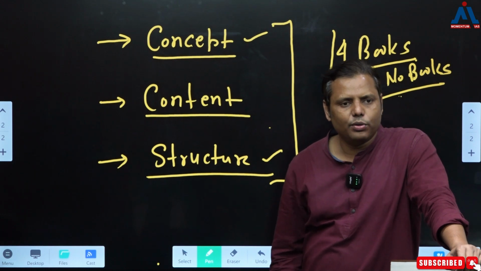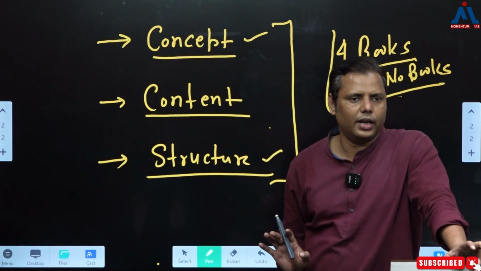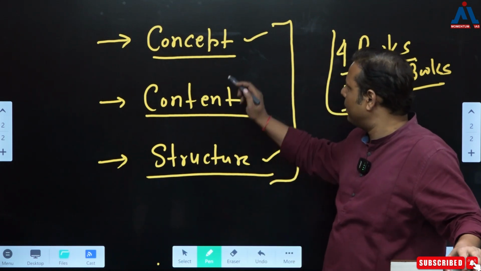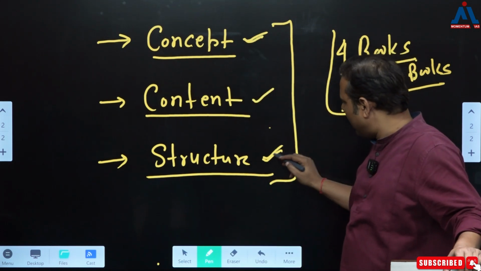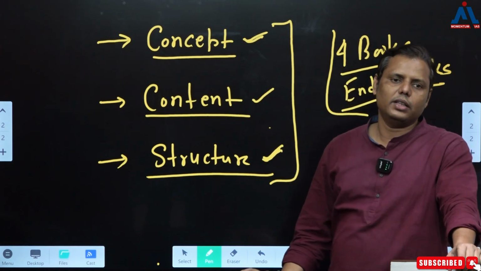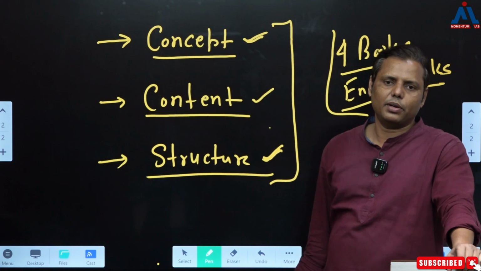Why am I calling it A to Z? Because we'll be focusing on all the three things, and that is why I have been calling it A to Z. That's the simple agenda. I'll be talking about concept. I'll be giving you the content, right? And undoubtedly I'll talk about the structure also. So all the three things I'm targeting here, and that's why I've been calling it A to Z.